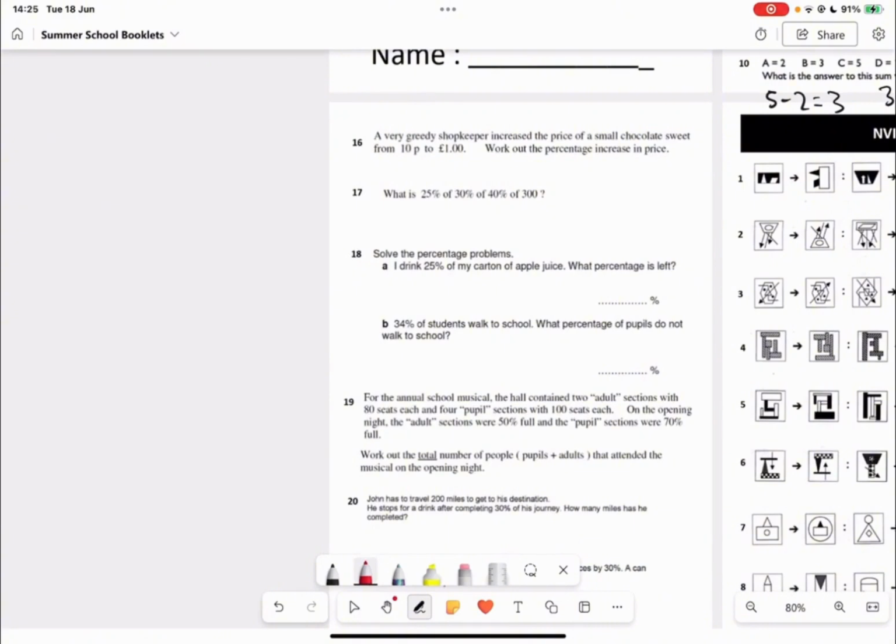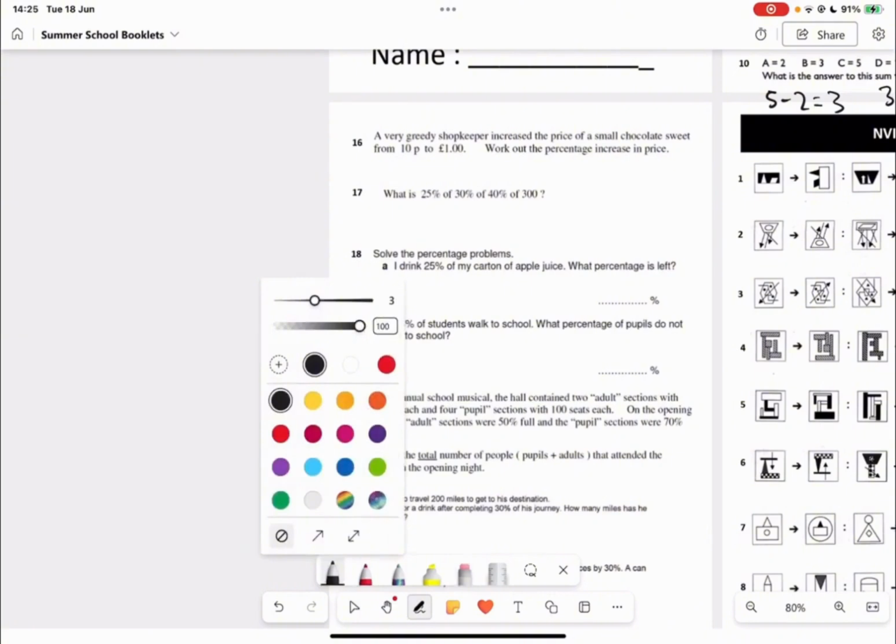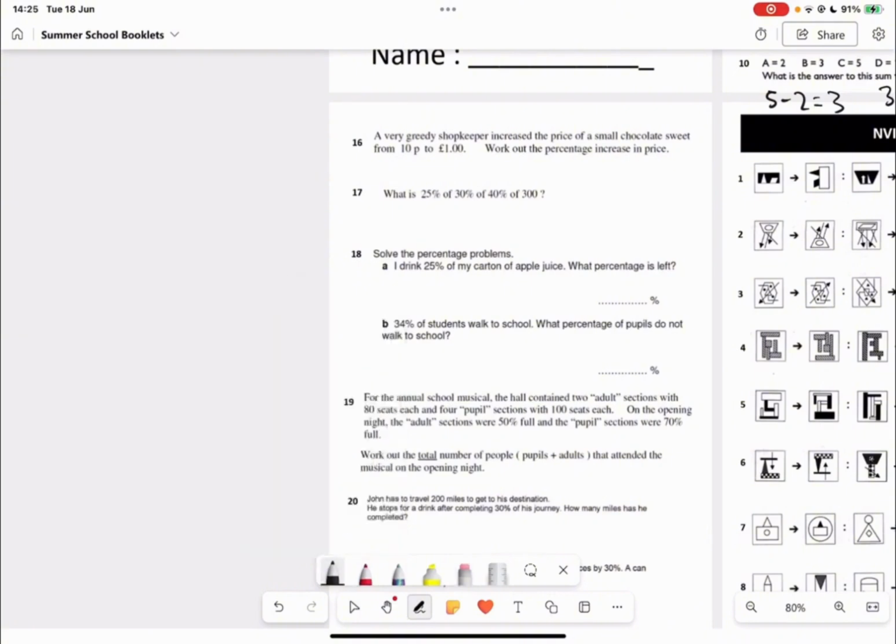So how we find this is we take out £1 and we find what the increase is from 10p. So £1, I'll write this in black, is equivalent to 100 pennies. So we subtract 10, and it is 90.